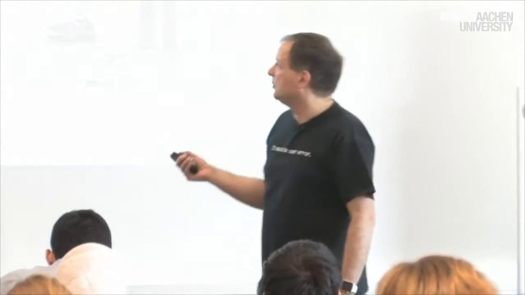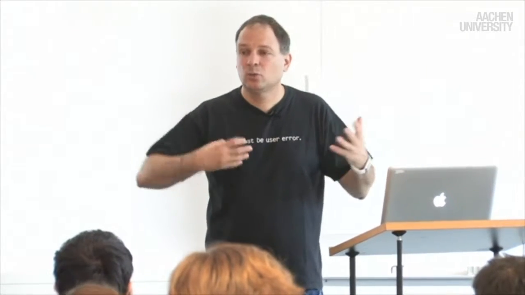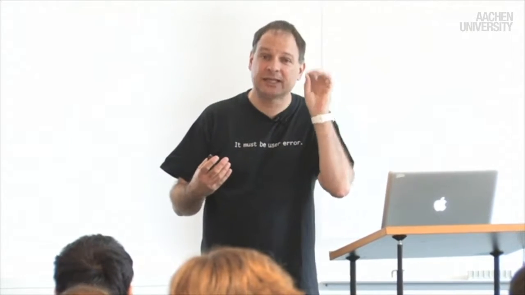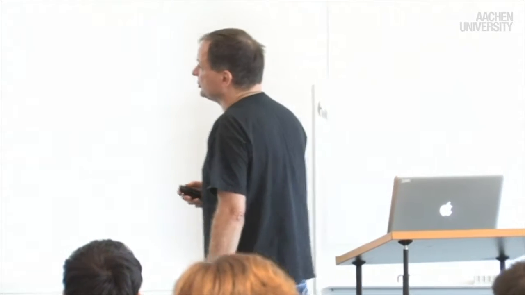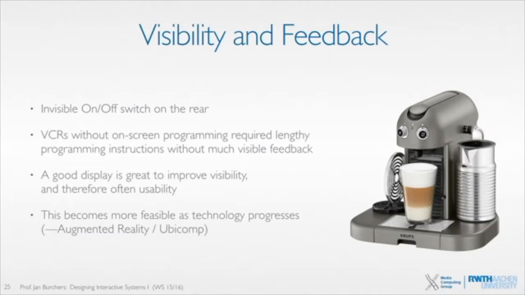A good design, a good display is always a great solution to improve the visibility. So if you want to provide good feedback and you have a chance of putting a display on something, that's probably a good idea because it increases the detail you can provide. You can explain what's going on rather than just having a blinking LED. You can have a little text field that says what's going on, and that often increases usability. And that becomes very feasible as technology is progressing, right? Putting displays on stuff. I've seen toasters with an LCD display on them. Now, you might question whether that's useful, but it's happening.